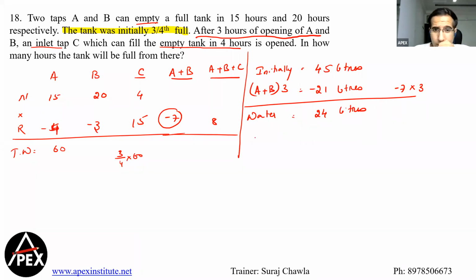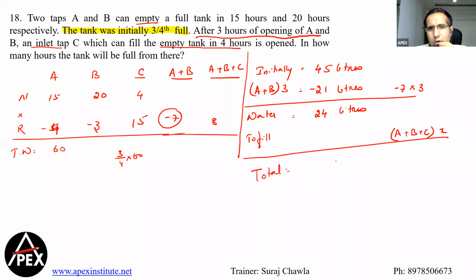Right? And to fill by A plus B plus C, I do not know in how many hours, we have to ensure that a total of 60 liters have been filled. Is this point clear, guys? So can I say A, B, and C together will fill 36 liters?